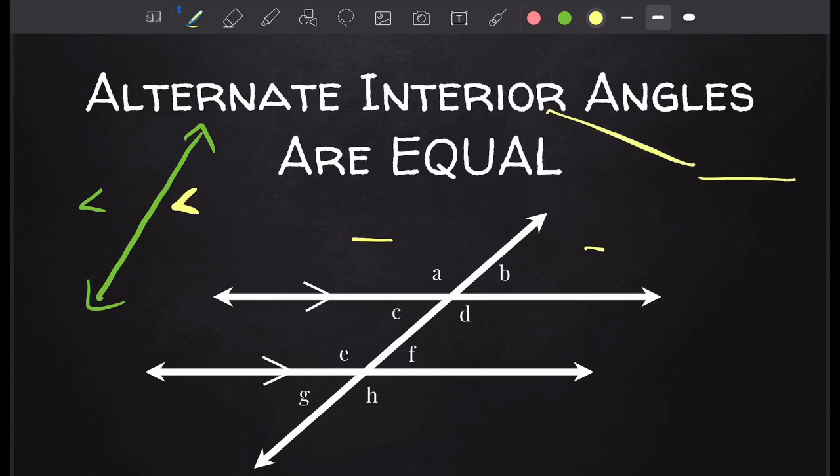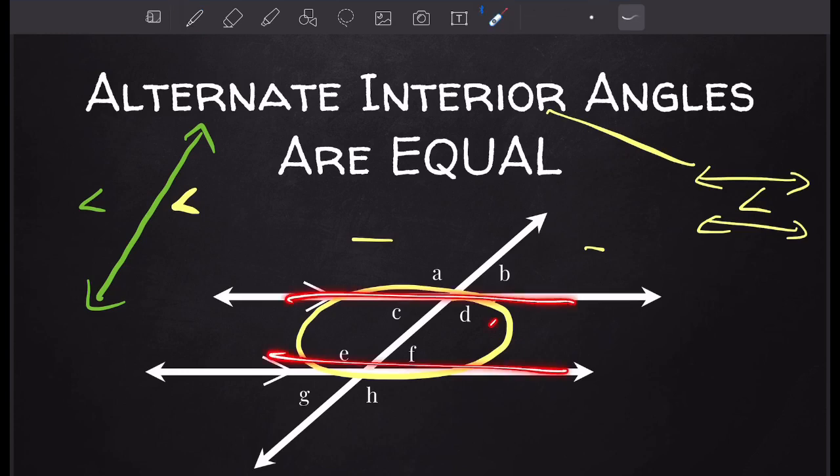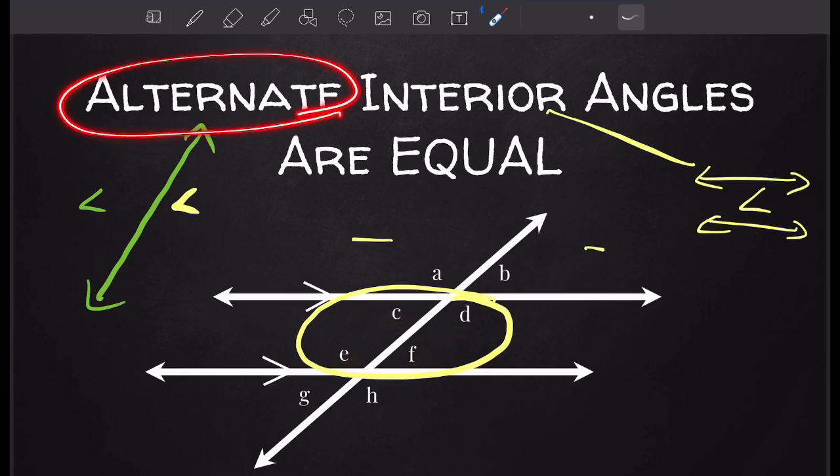Interior. Interior means the angle should be inside the parallel lines. Okay? So basically, we are looking at this area in between the parallel lines. This is the area. That means interior. And there are only 4 angles in the interior: C, D, E, and F. And we are looking for alternate. So we said alternate, one angle needs to be in the left, the other angle needs to be in the right. So what would be one set of alternate interior angles?